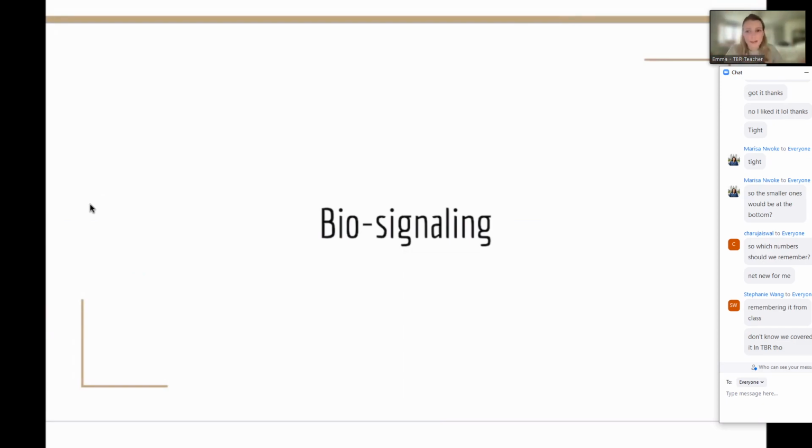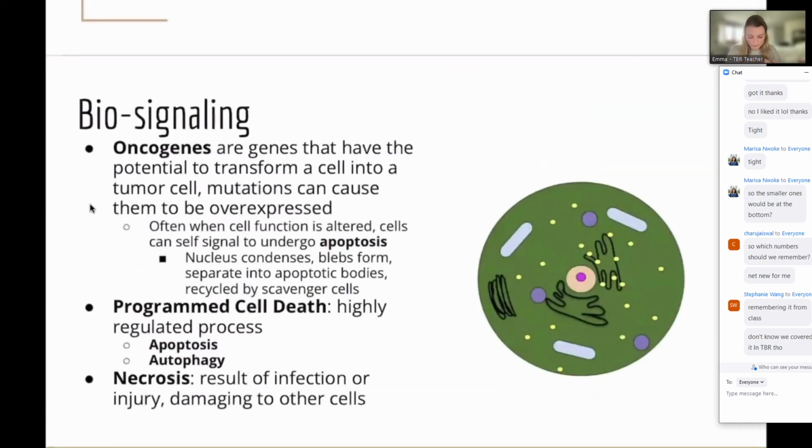They're definitely interacting with other cells in their environment. And so biosignaling becomes really important. Internally, we have something called oncogenes within our cells, which are genes that have the potential to turn something into a tumor cell, a cell that is going to multiply and divide incessantly. Sometimes these changes in DNA will signal the cell that it's no longer self and it's not recognizing itself.